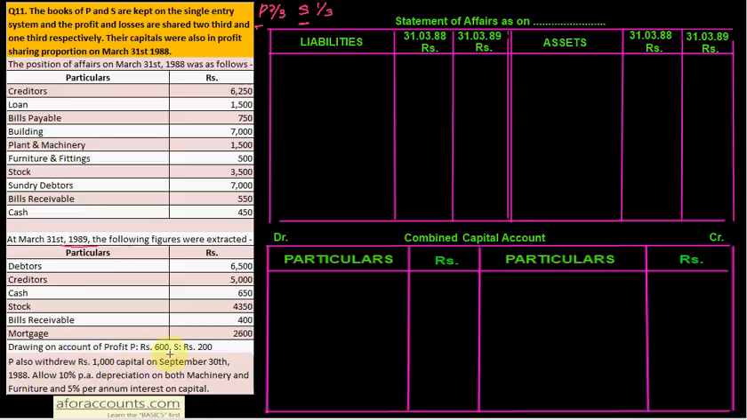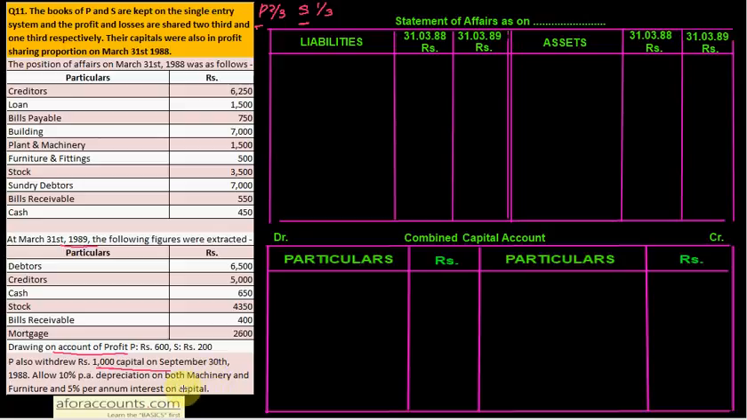Drawing on account of profit, P's this much drawing, S's this much drawing. P also withdrew rupees 1000 capital on September. There is a difference between the two. One is drawing out of profit, that is regular drawing, and one is a withdrawal of capital, 1000. So that will have to be noted separately. Allow 10% per annum depreciation on both machinery and furniture and 5% per annum interest on capital. That point we'll take later.